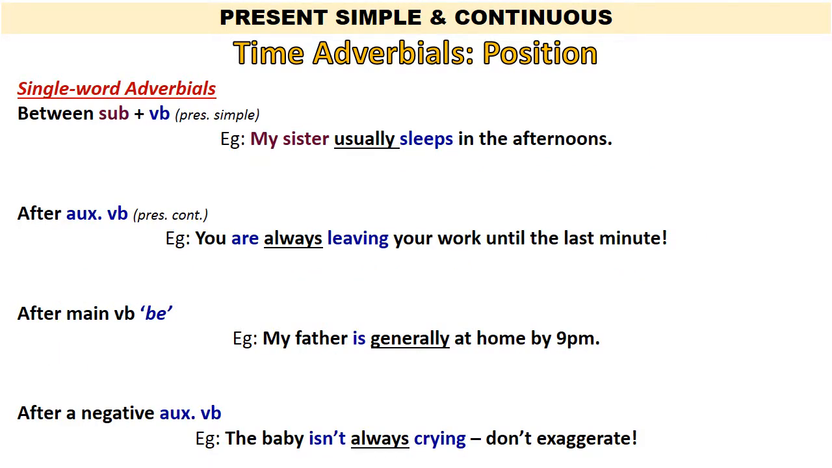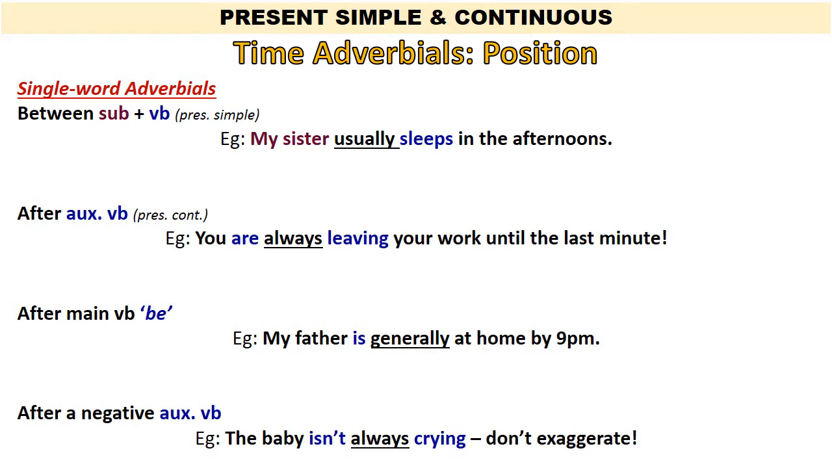Moving on. Now we come to adverbials which can be single word or multi-word. Let's take a look at the single word adverbials. We use single word adverbials between the subject and the verb. For example, my sister, subject, usually, single word adverbial, sleeps, present simple tense, in the afternoons.